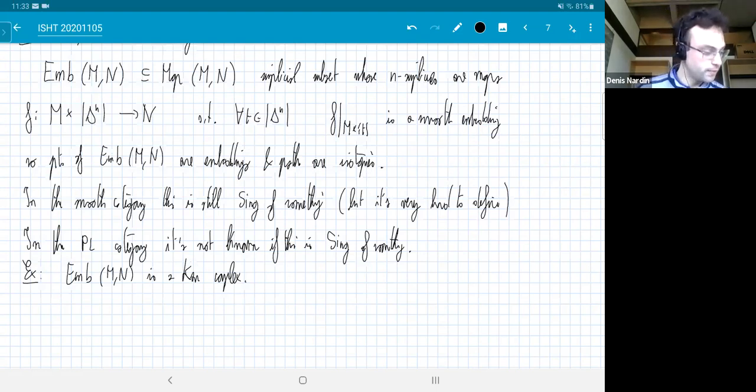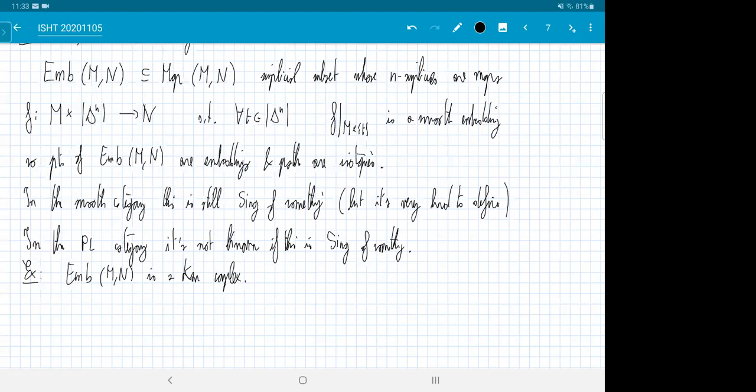Okay, are there questions? Yeah, I have a small question. Is there an easy example of a Kan complex where you can directly see that it's not the singular complex of some topological space?